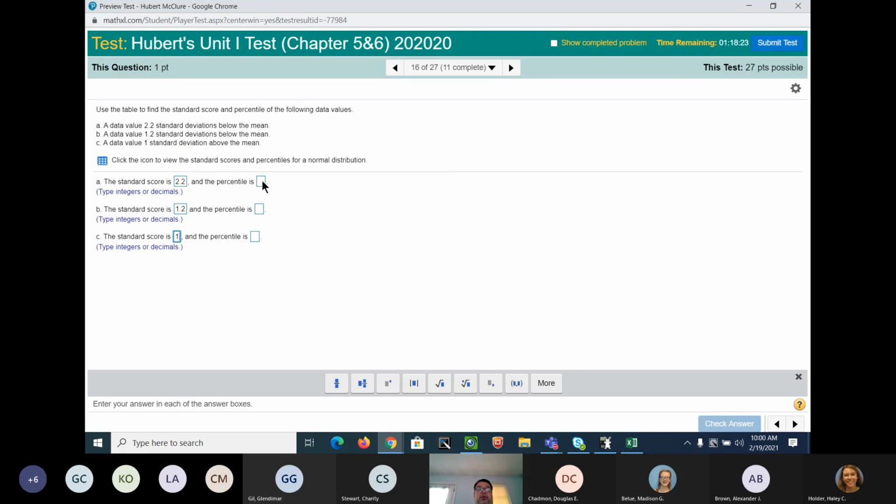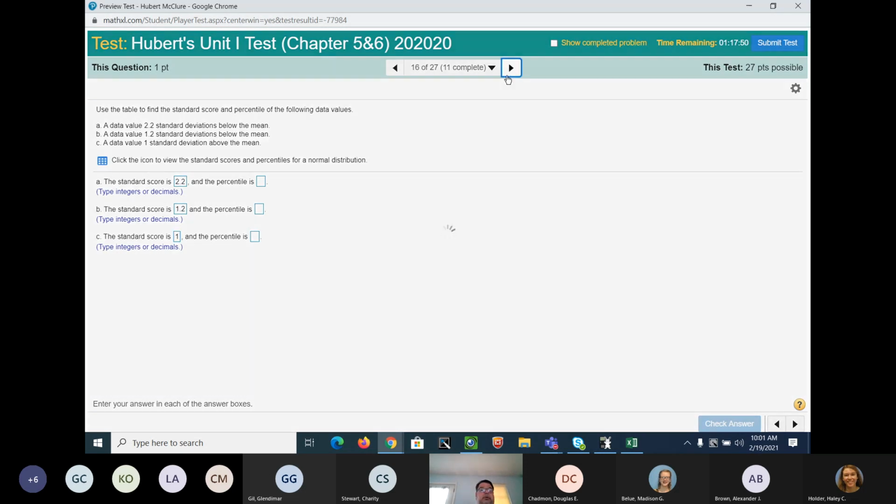And then you just use your calculator, normal CDF, and the percentile goes from -9999 to 2.2, -9999 to 1.2, and -9999 to 1. It doesn't say round, does it? So I guess you'd put 2 digits for the percentile, 25th, 75th, 85th, whatever the answer is. Just put 85, 25, whatever.